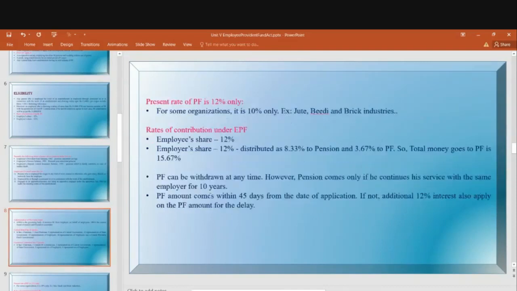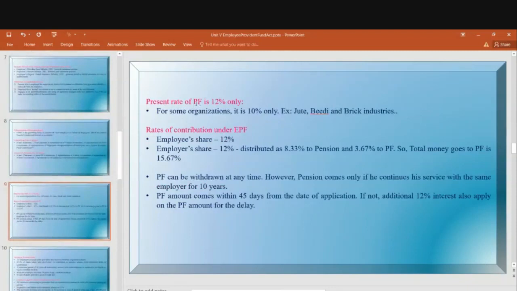And the next one is the present rate of this provident fund, which is 12% only. For some organizations it is 10% only. For example, jute, BD and brick industries are paying just 10%, but for all other industries the present rate of Provident Fund is 12%. Right, and this is the rate of contribution under EPF.